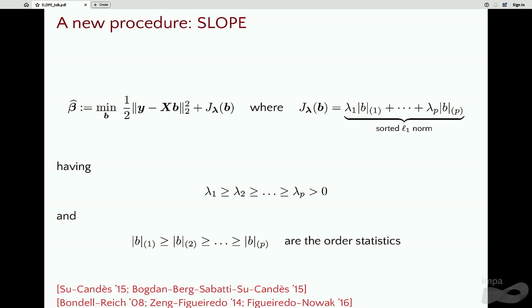The other idea is to control the false discoveries. So to control the elements in our estimate that are non-zero when the true value is 0. And why would you want to control this? Well, you can think about, in practice, if you're trying to relate, I don't know, gene expressions to the presence of some disease.